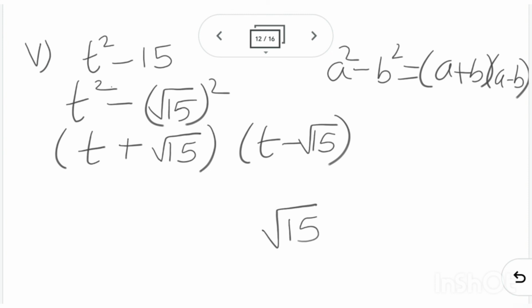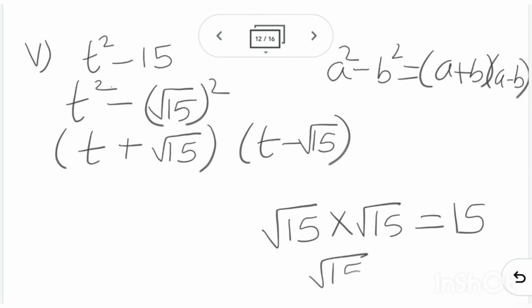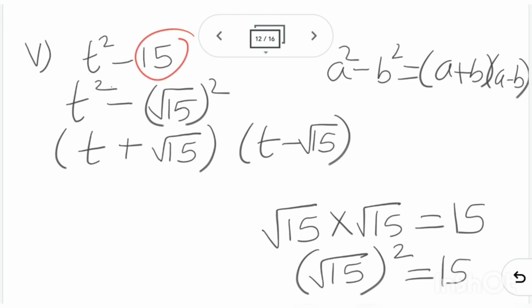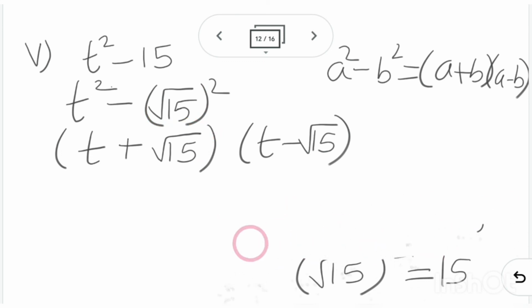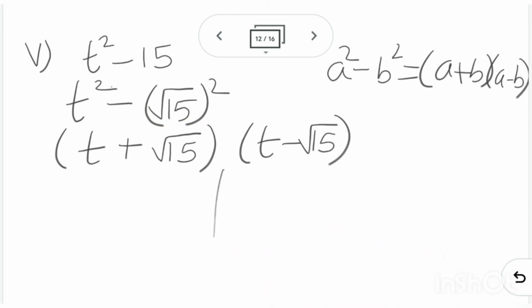Like we know root 15 into root 15 will be equal to 15. So we can write 15 as root 15 square. That's why here I have written 15 as root 15 whole square. So here we have used this identity, a square minus b square equals a plus b, a minus b. Instead of a we have t, and instead of b we have root 15. Now we have got two factors here. Now we'll equate them to 0, and we will get the two zeros of this polynomial.